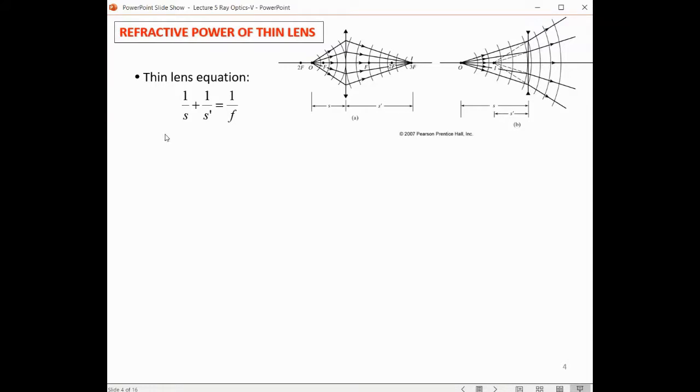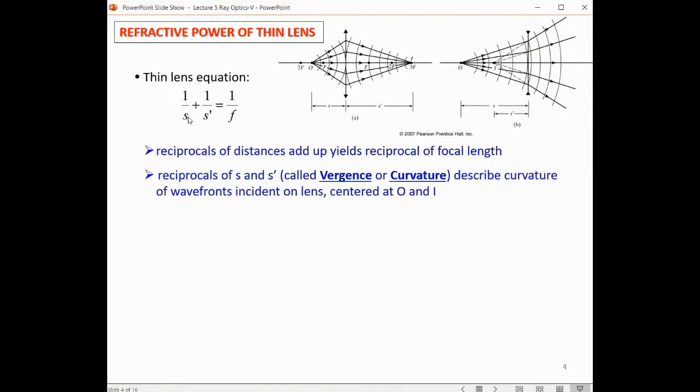Next, we would like to define the refractive power of thin lens. This is the thin lens equation. We have the reciprocal of the object distance added to the reciprocal of the image distance, and that will give us the reciprocal of the focal length. These reciprocal magnitudes are called vergence or curvature, and they describe the curvature of wavefronts incident on the lens, which is centered at O and I.